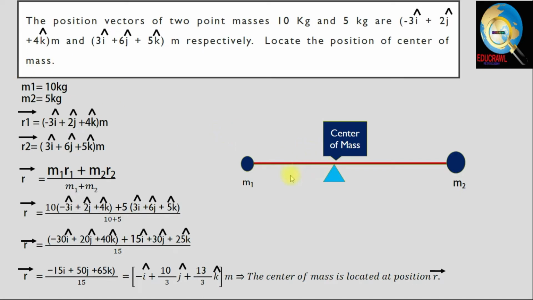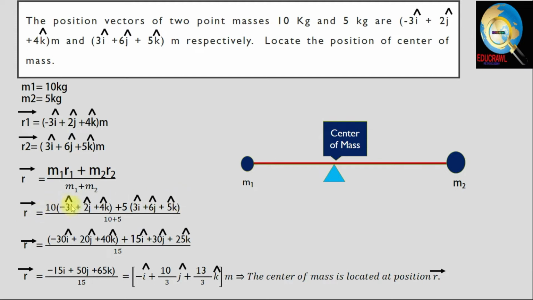As shown in the diagram, two masses are lying and the center of mass will be lying between these two points. To find that, we are using the center of mass formula, which is R vector is equal to m1 r1 plus m2 r2 divided by m1 plus m2. Substituting the m1, r1, m2 and r2 values, we get 10 into (minus 3i cap plus 2j cap plus 4k cap) plus 5 into (3i cap plus 6j cap plus 5k cap).